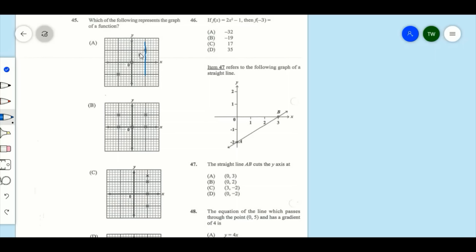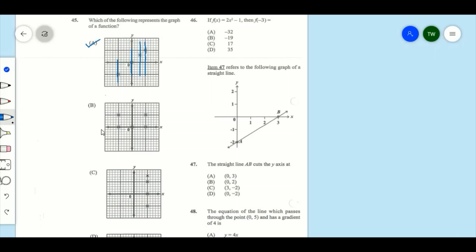If I pick this point and I draw a vertical line through it, it will only pass through that point. If I pick this point here and I draw a straight line through it, it will only pass through that point. And if I pick this point down here and draw a vertical line through that point, it will only pass through that point. So right away, A passed the test, so A would be our answer.